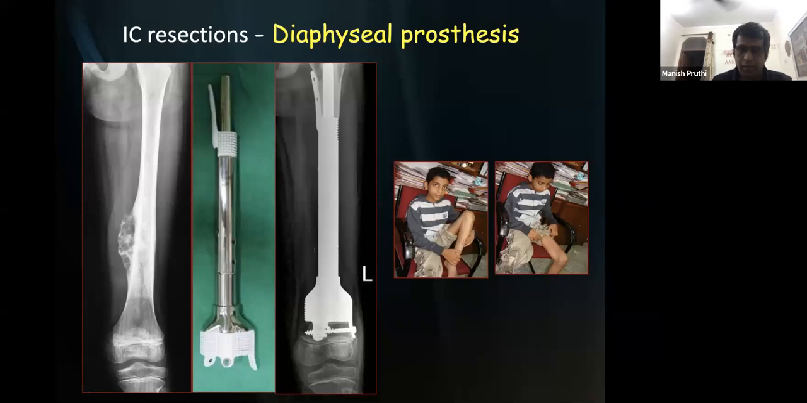And once we do put this kind of a prosthesis, as you can see, there's some white thing below, which is a hydroxyapatite coating, which helps in the bone ingrowth once we put this prosthesis. So we can allow them weight bearing immediately, but this usually requires some external splintage for support.